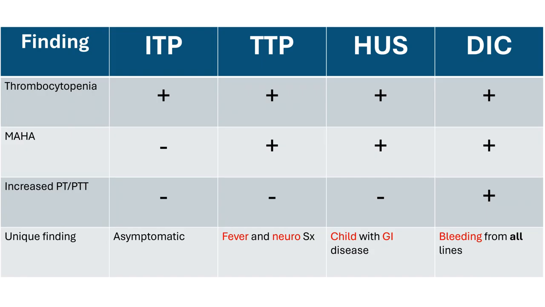I've created a summary slide comparing 4 diseases. I have included ITP, which was covered in another lecture. Please note that as we move more to the right here, more things become positive. DIC, as we can see here, is going to be everything is positive, aka everything is abnormal. But this is for your studying purposes as a quick summary slide comparing these 4 diseases. And that concludes this lecture on TTP, HUS, and DIC.